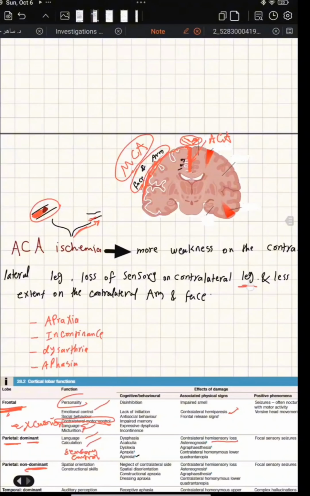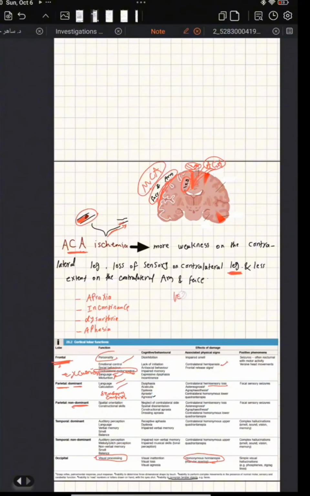So the main part affected here in the anterior cerebral artery, as we said, the anterior cerebral artery supplies this area, which is responsible for supplying the leg, whether it was motor or sensory. Okay, so the leg will be affected more than the face and arm, both sensory and motor. This is for the anterior cerebral artery.